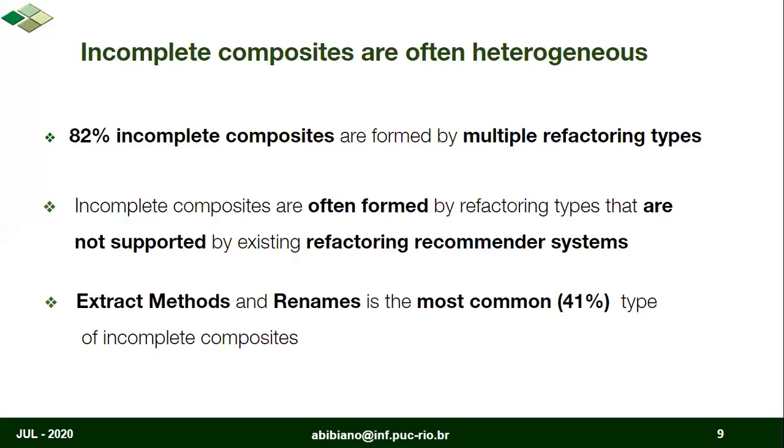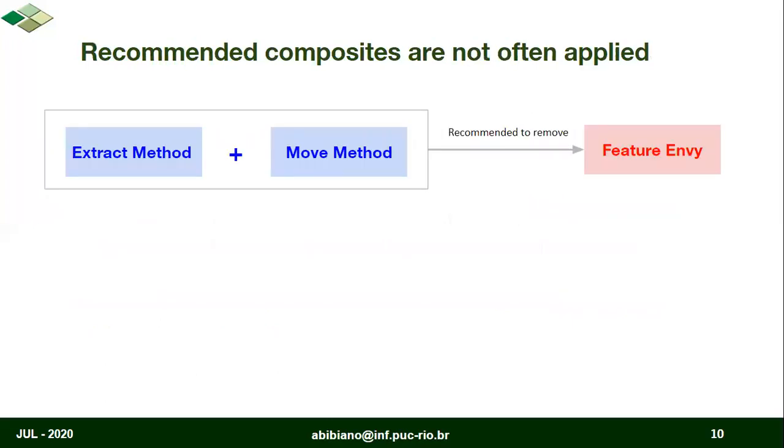This result can explain why these composites are incomplete to remove code smells, because previous studies recommend the application of extract methods with other refactoring types, such as move methods, to remove code smells, but developers often did not apply recommended composites in practice. For example, the application of extract methods with move methods to remove a code smell called feature envy.